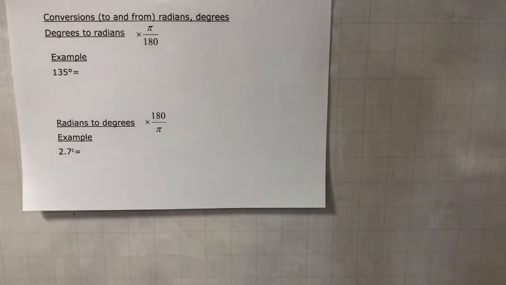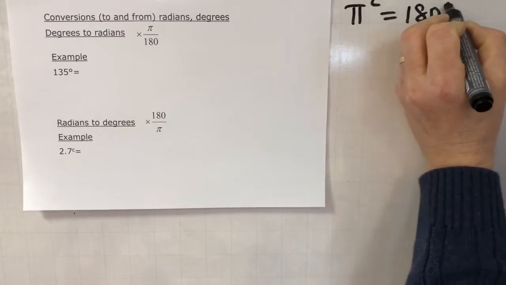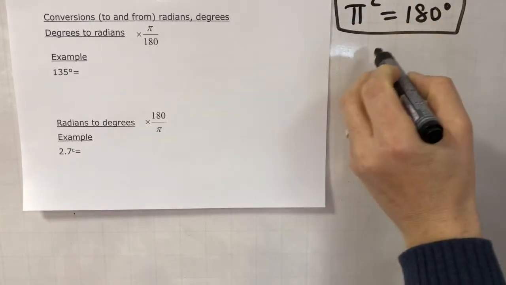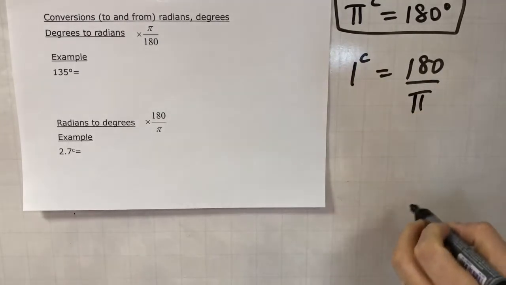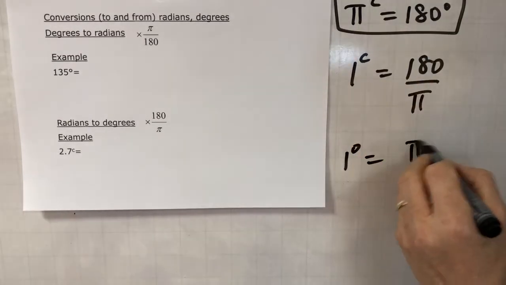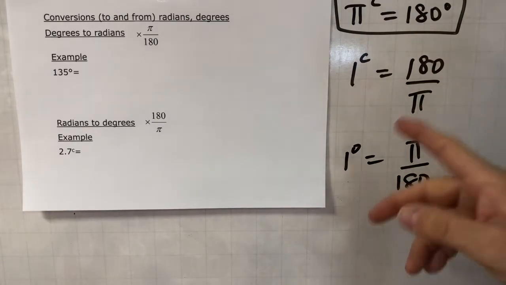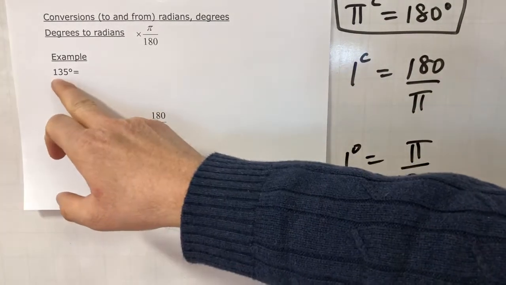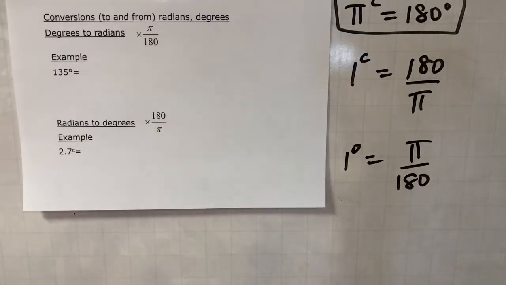So using that knowledge that pi radians is the same as 180 degrees, or vice versa, to work out 1 radian I said was 180 degrees divided by pi. Well, the same is true the other way around: 1 degree would be the same as pi divided by 180. And like with the unity method, once you know what 1 is, you can work out 2 or 3 or 4 by just timesing by that value. Hence, to work out 135 degrees, I just times that by 135.